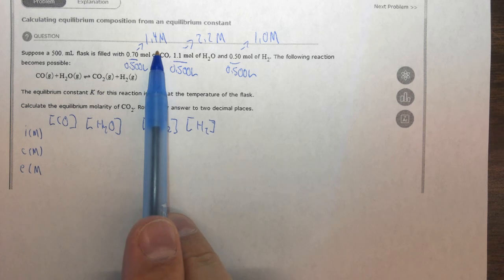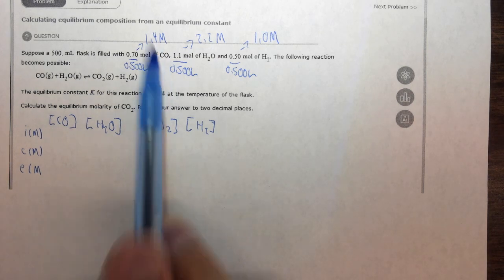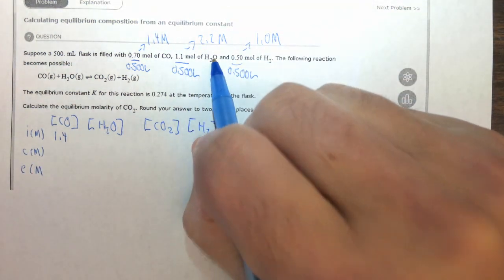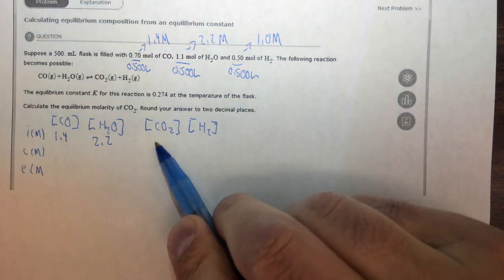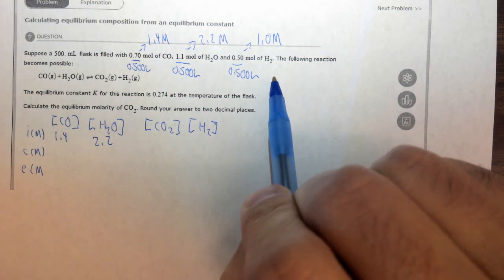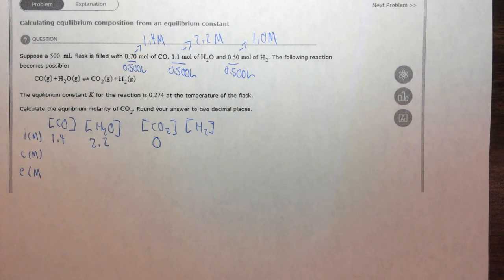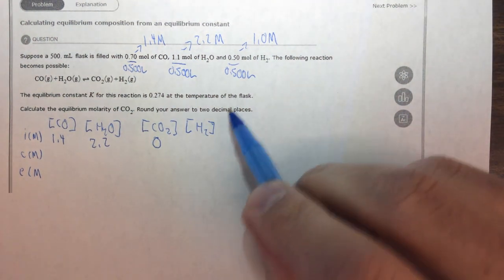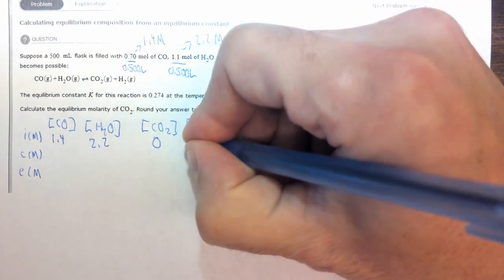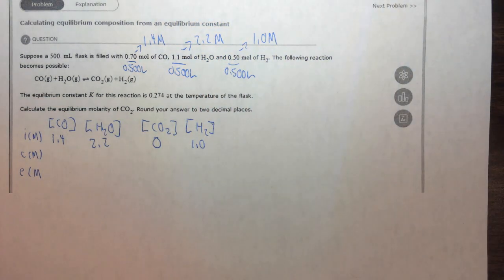So my initial concentration of CO, I'm going to drop the molarity. I'm just going to put it in as 1.4. I put the molarity over here. The water, I'm going to put in as 2.2. Carbon dioxide, I'm not given an initial concentration of, so we have to assume that that's 0. There isn't any of it because we didn't put any in the flask. And then finally for hydrogen, it's 1.0 molar.